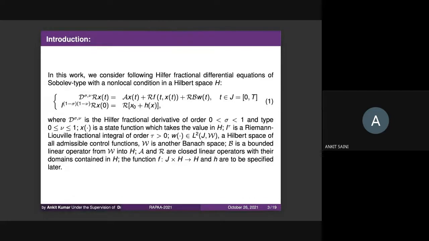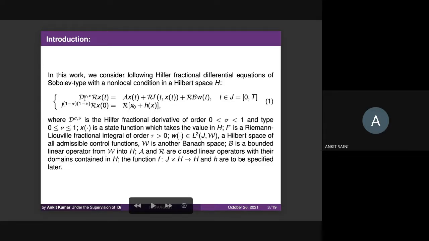In this work, we consider the following Hilfer fractional differential equations of Sobolev-type with a non-local initial condition in a Hilbert space. Controllability is a fundamental concept of mathematical control theory introduced by R. E. Kalman in 1960, which means if we can steer our dynamical system from any initial state to any arbitrary final state with the help of some functions known as control functions, then we can say that our system is controllable.